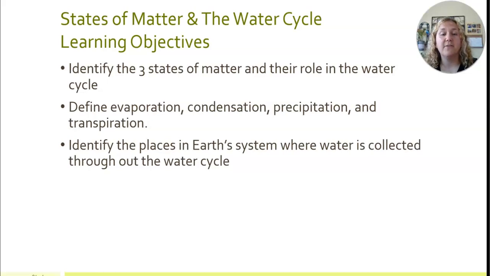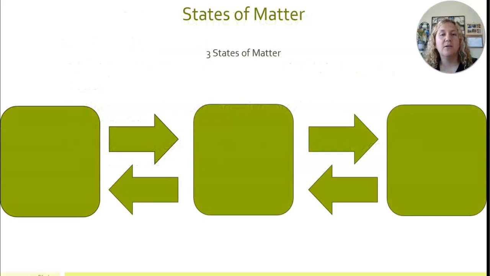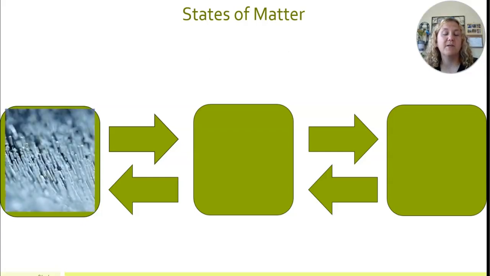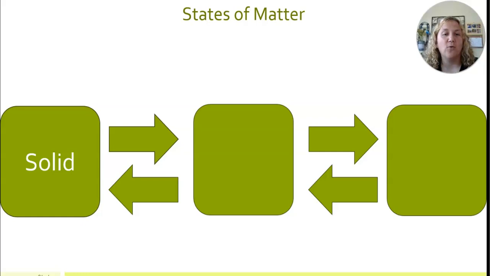We are going to identify the places in Earth's system where water is collected throughout the water cycle. Make sure that you guys have your note guides ready and that you're following along with me and filling that out as we go. So the interesting thing about water is that it has three states of matter, and we see all of those naturally occurring states on the earth every single day. So when I see this picture, I think that that looks like ice, right? And so ice is water in its solid form.